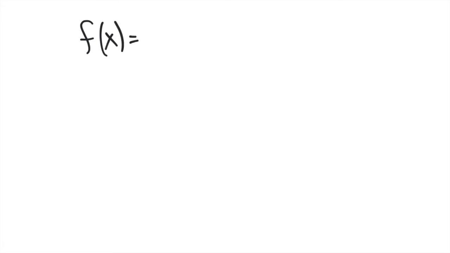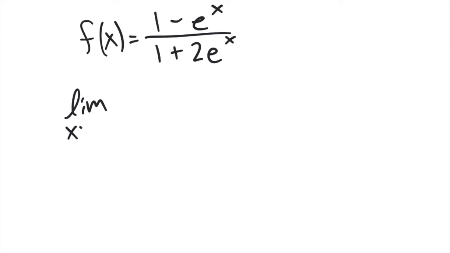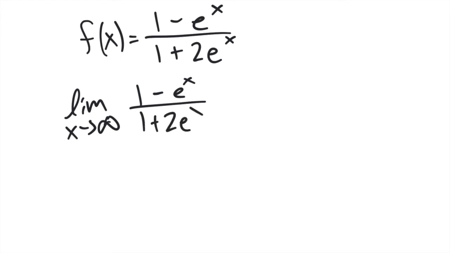Let's say we have f of x equals 1 minus e to the x divided by 1 plus 2e to the x. And we could go ahead and find the limit as x goes to infinity. So it's important to keep in mind whether x is going to infinity or negative infinity of this function. Something like this right here.